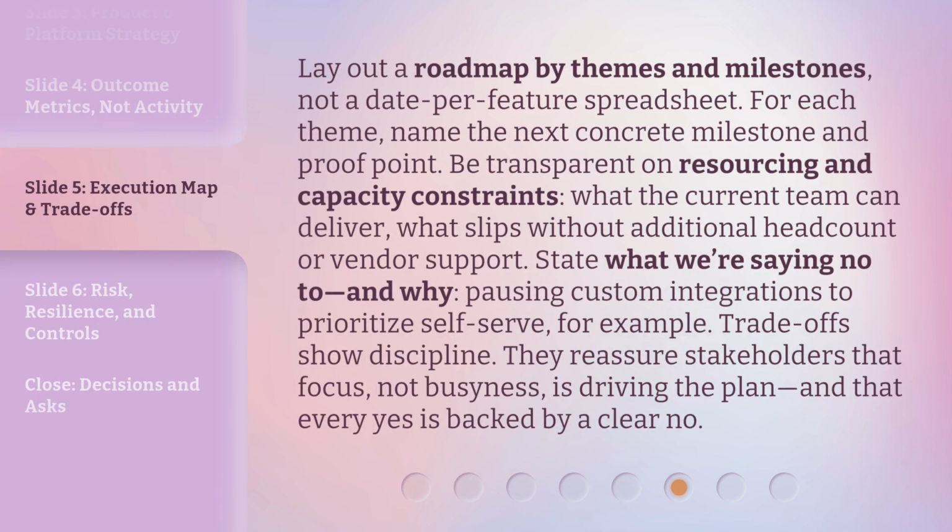Lay out a roadmap by themes and milestones, not a date-per-feature spreadsheet. For each theme, name the next concrete milestone and proof point. Be transparent on resourcing and capacity constraints: what the current team can deliver, what slips without additional headcount or vendor support. State what we're saying no to and why.